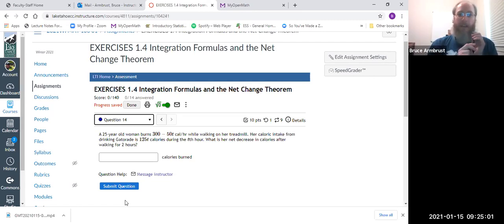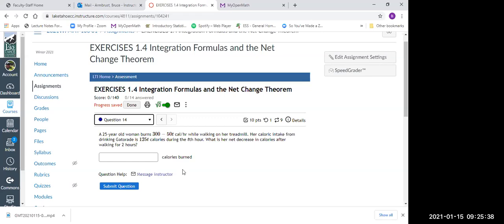And so it says, what is her net decrease in calories after walking for 2 hours? So basically, we want to know after 2 hours, what's going on with calories. All right, so I'm going to switch to the whiteboard in just 1 second, but let's first just think about this. What are we going to do to find out the number of calories that she's actually expending or taking in? What are we going to do with these two functions? Plug in 2 for t. We're eventually going to want to plug in 2 for t.